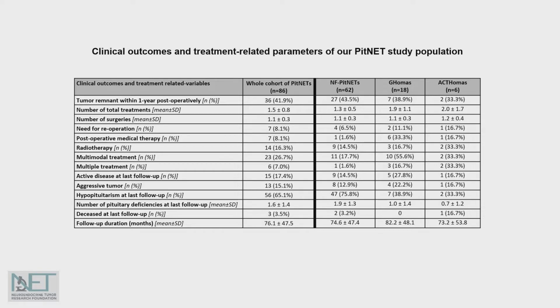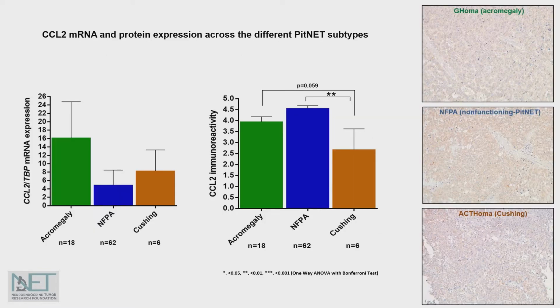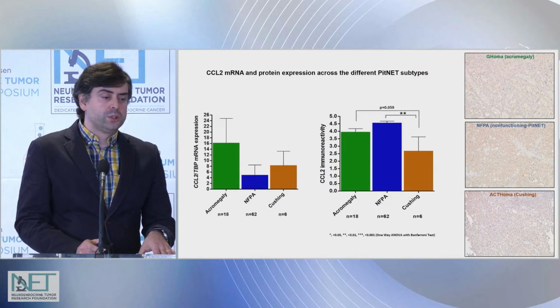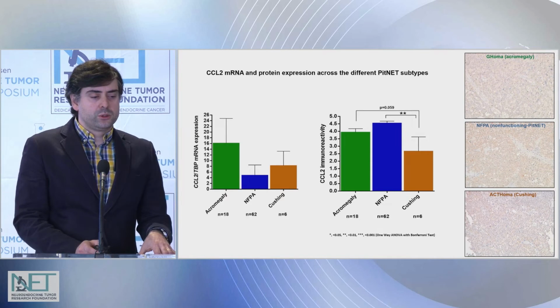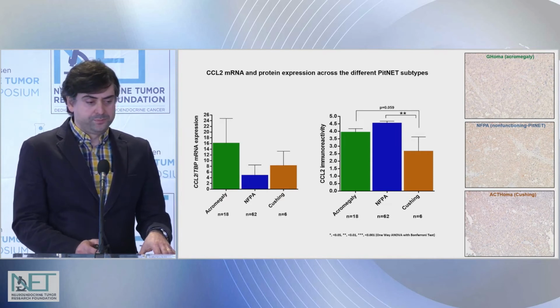So we really need to do more for patients who are not cured by a single surgery. Here you can see the expression data of CCL2 across the different PITNET subtypes. We essentially have 3 subtypes of tumors: acromegaly, which are growth hormone secreting tumors, non-functional pituitary tumors, and Cushing, which are secreting ACTH. We didn't see differences in mRNA expression of CCL2 across the types, but the Cushing cases had significantly lower CCL2 immunoreactivity compared to the others.